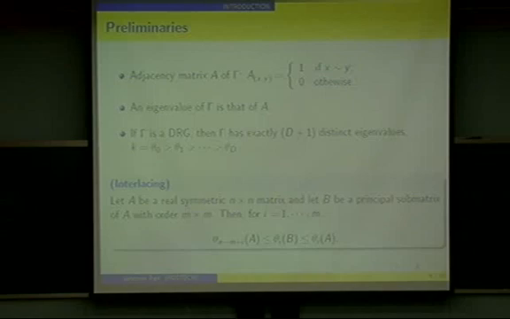This theorem is very useful. We usually call it interlacing. Let A be a real symmetric n by n matrix, and let B be a principal submatrix of A with order m by m. Then for i from 1 to m, theta i of B is at most theta i of A, and at least theta n minus m plus i of A.